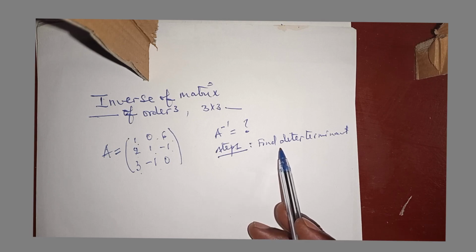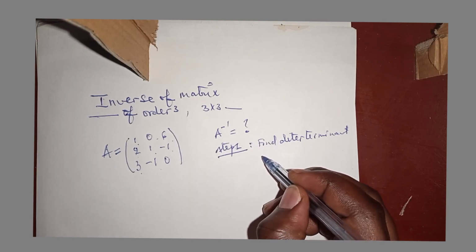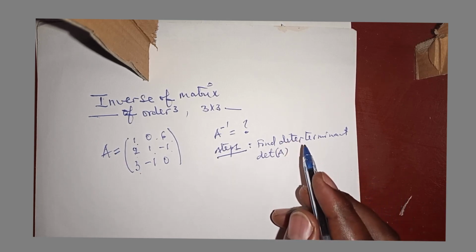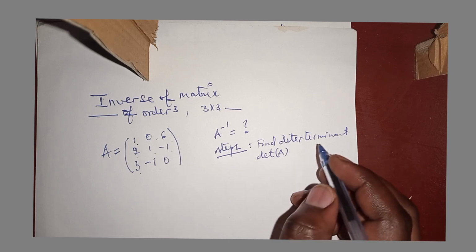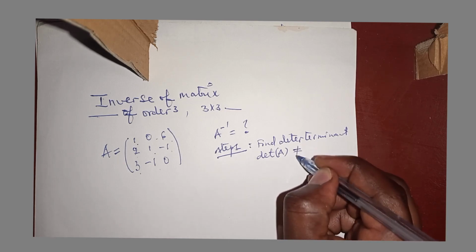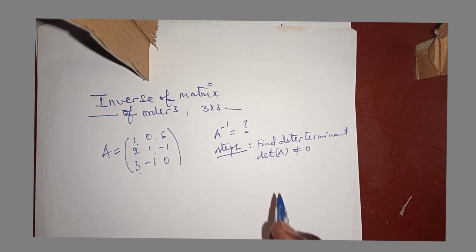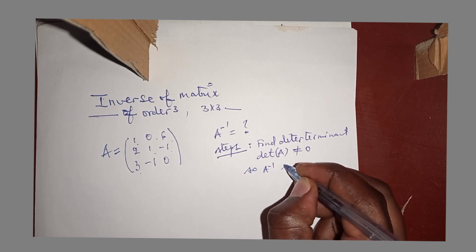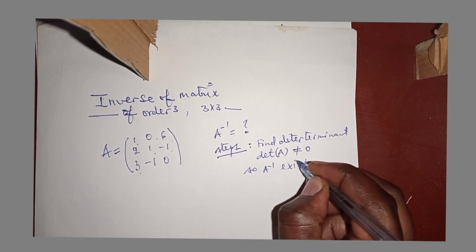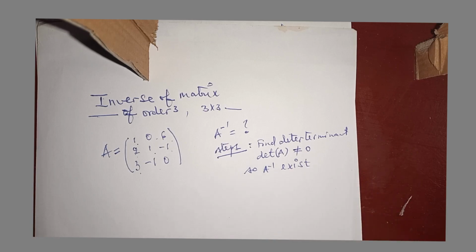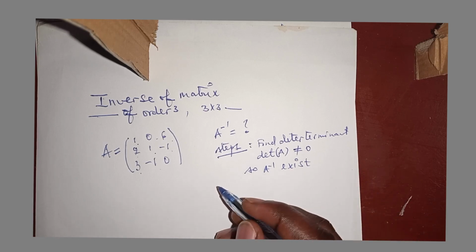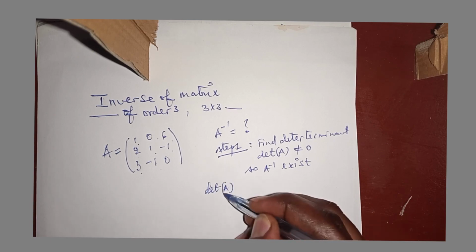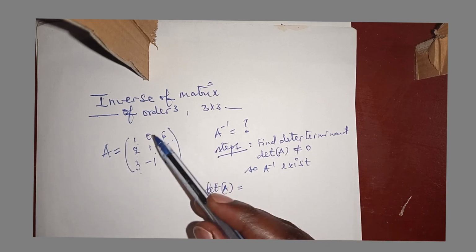Step 1. You have to find the determinant, determinant A. If the determinant is not zero, it means the inverse exists. So let us start. Determinant A.